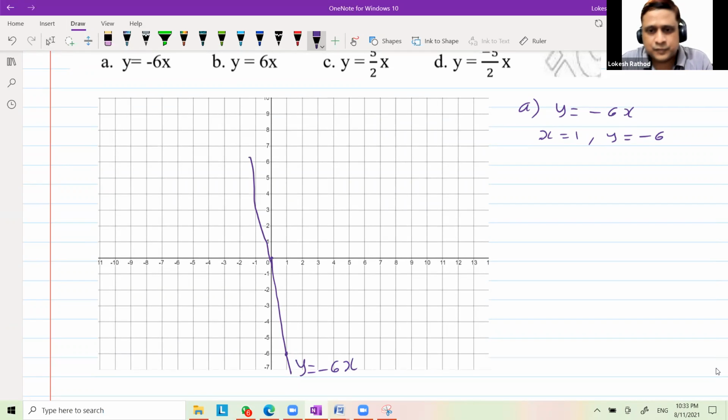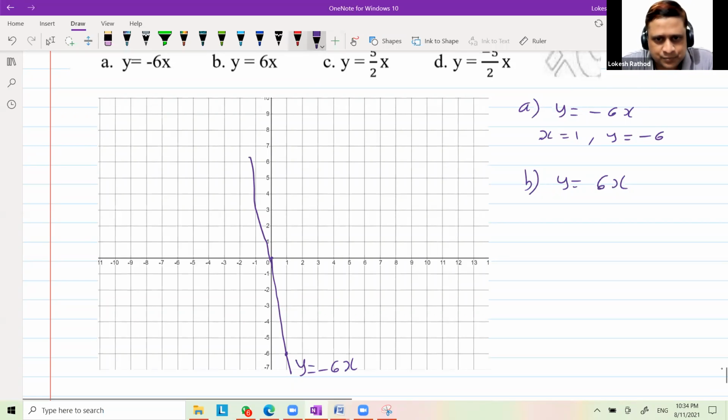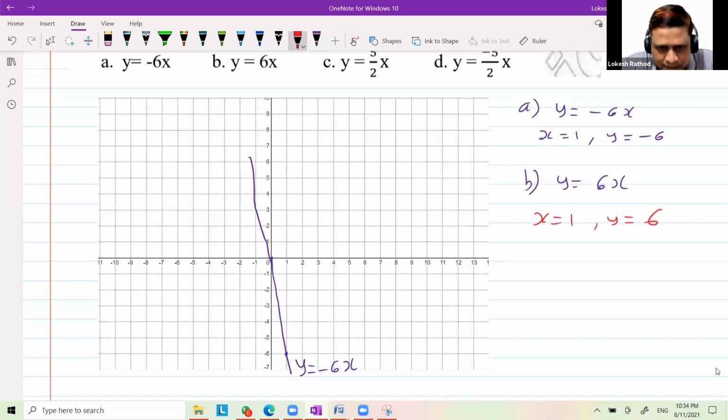Then I have y equal to 6x. Obviously it will pass through the origin. And for the other point, when I put x equal to 1, y will be equal to 6. So x is 1, y is 6, is this point. So this line will be like this, a straight line passing through like this. Correct?